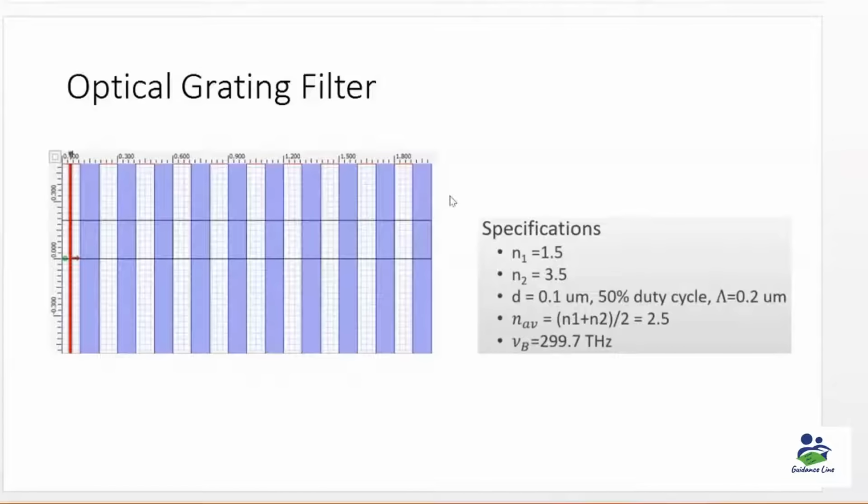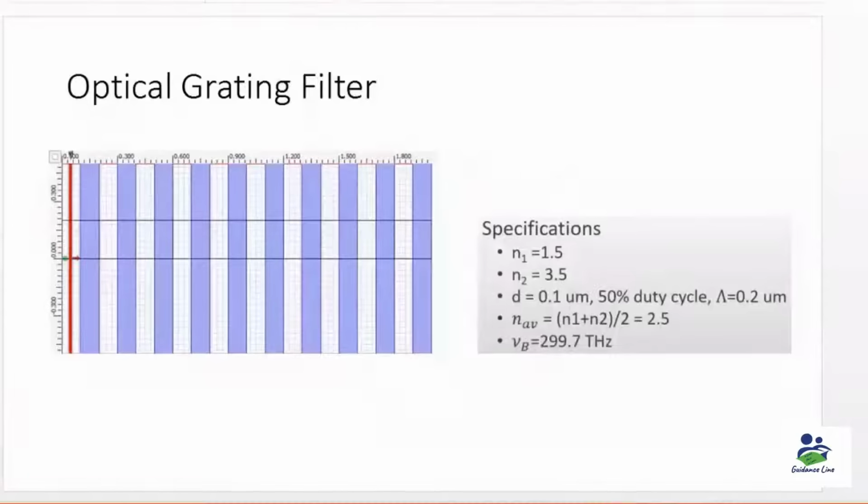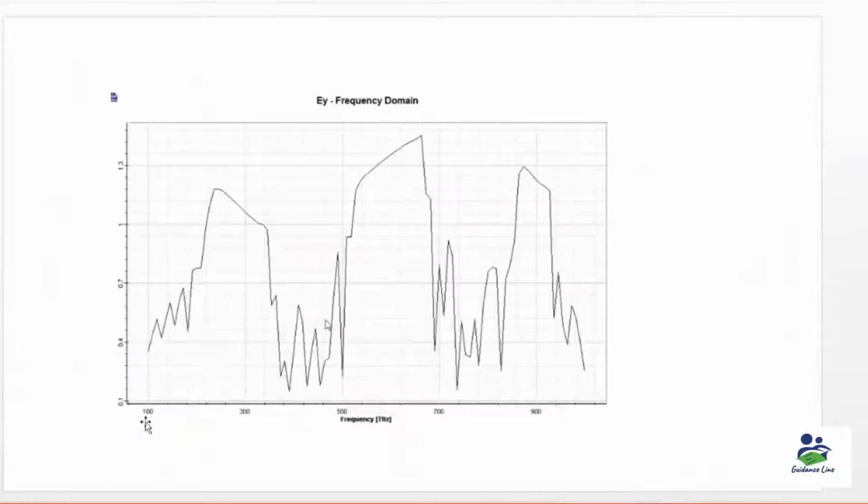This grating filter has a stop band at around 300 terahertz. We are defining these specifications, and we are designing this grating filter. So the typical spectrum is something like this. You can see, if I run the simulation for quite a wide spectral width, we have 3 stop bands over here.